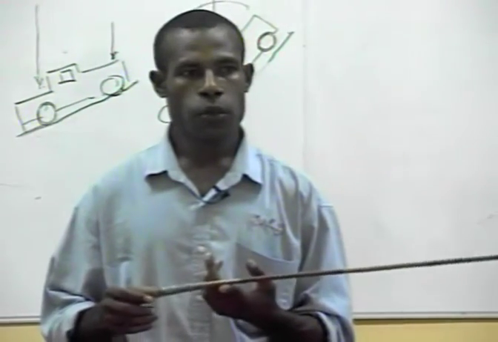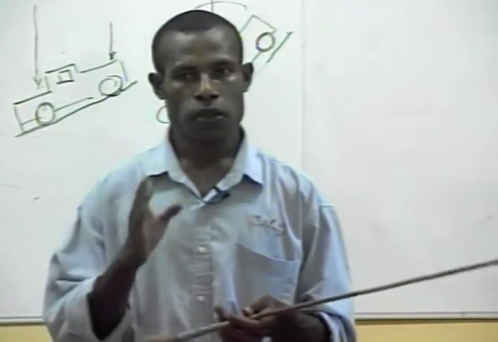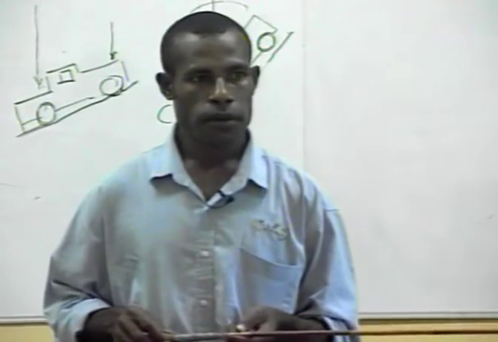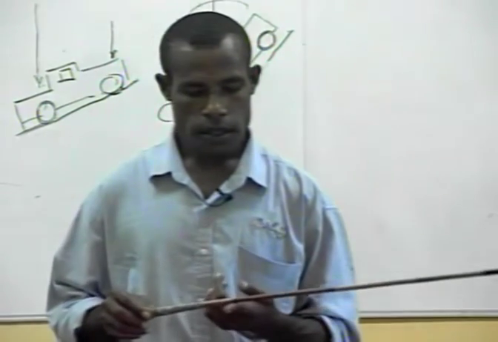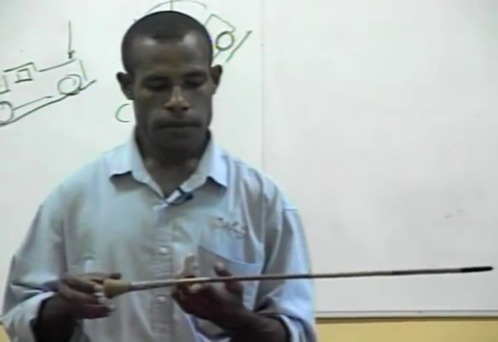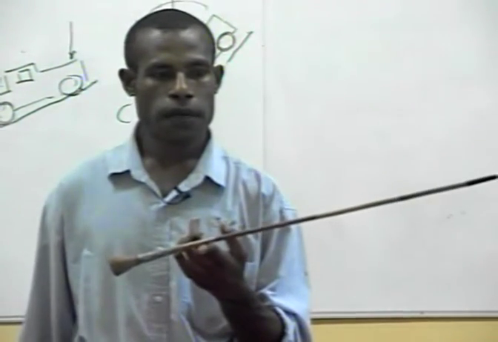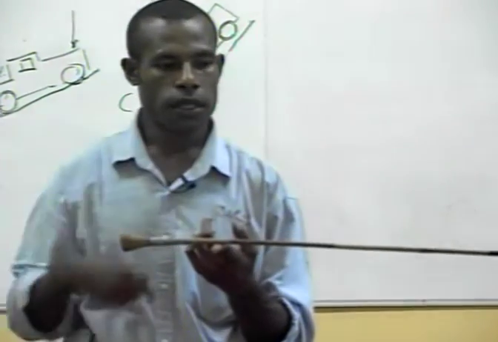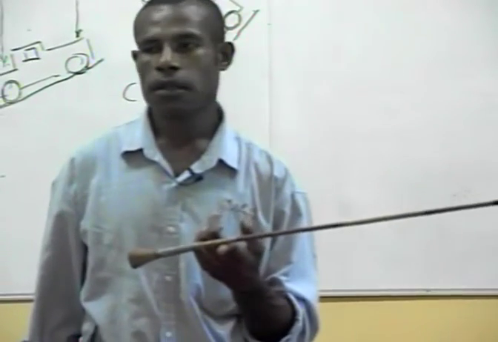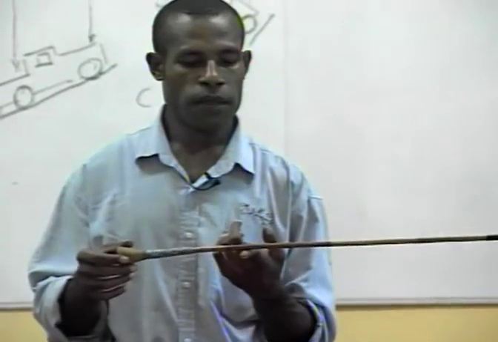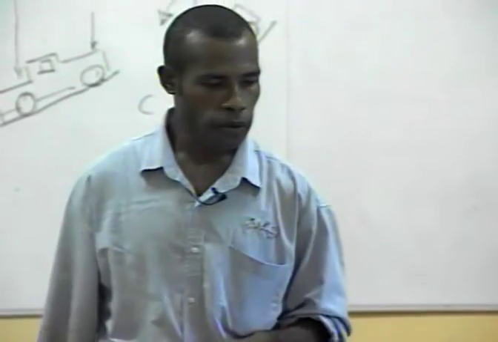So the point at which all forces act in order to make one thing stable is called the center of gravity. Just like this one, the stick. This is the center of gravity. All the forces converge on this small point here. That is why it is balanced. If one force is greater on one side, probably this way, you find it falls over.